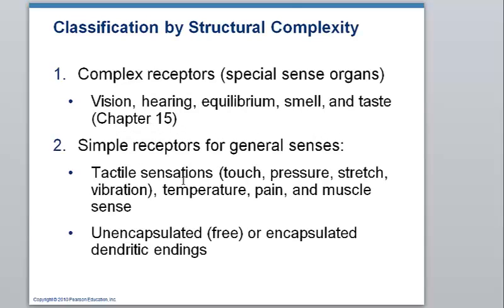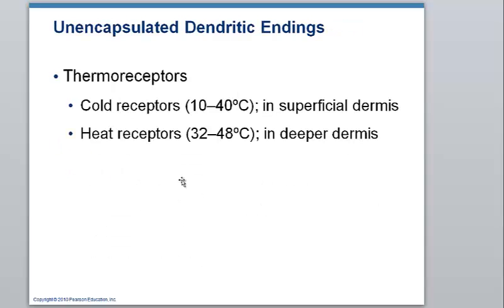For proper movement. Now, based on complexity, you have either complex receptors, which include all your special organs, that's your eye, your smell, your taste, or your simple receptors that can be encapsulated, that is surrounded, that would be your dendritic endings, or unencapsulated, that's free without anything surrounding it. Okay, this includes your tactile, temperature, pain, and muscle senses. So in your book, they have mentioned each of the different types of receptors that you have. You don't need to go through all those things. I do want you to remember all the classifications of your receptors based on location, stimulus type, and complexity. Okay.